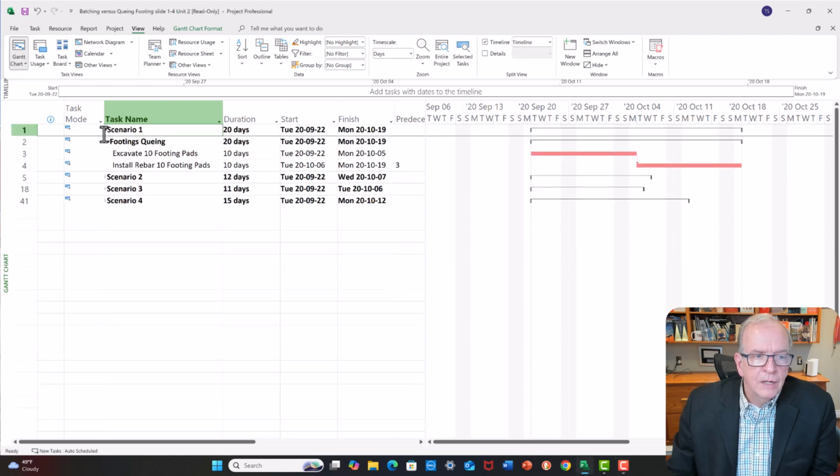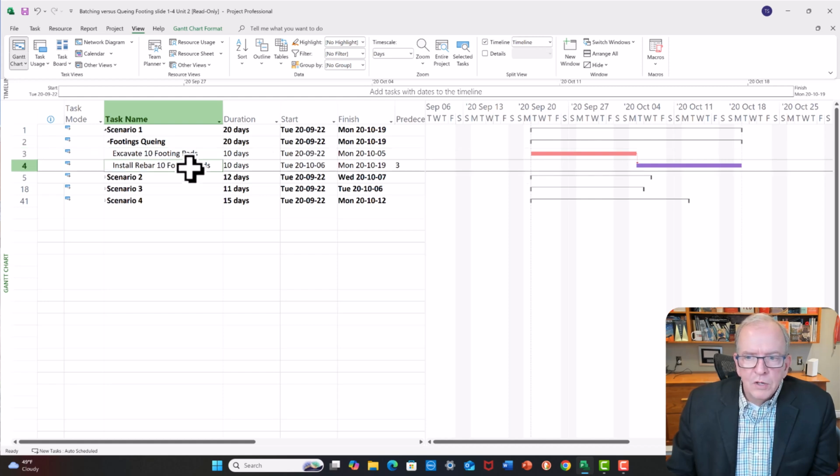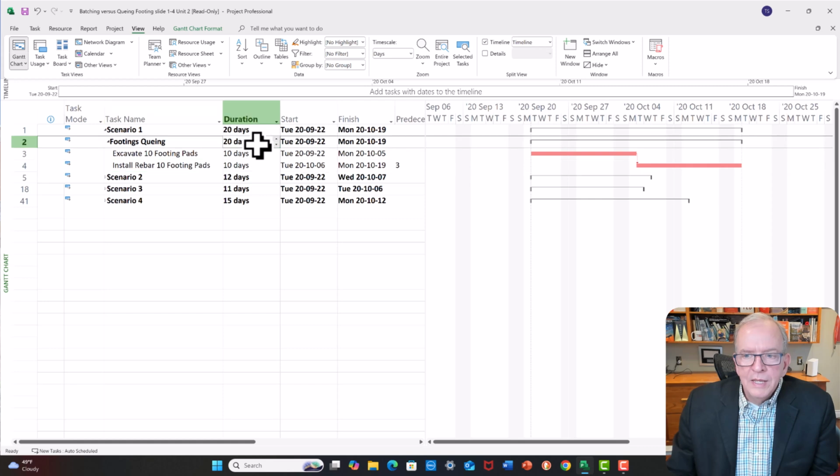Okay, so we're going to jump over to different scenarios that I've run that the schedule can have. In this first example, I put together excavate 10 footing pads, install rebar for 10 footing pads. Okay, so I clicked on this. This is basically the driver for the next one, which is install 10 rebar footing pads. And what this means essentially is they have to do all 10 of them before we can start to install the rebar in the following 10, right? And so that means it's going to take 20 days to complete using this scenario.